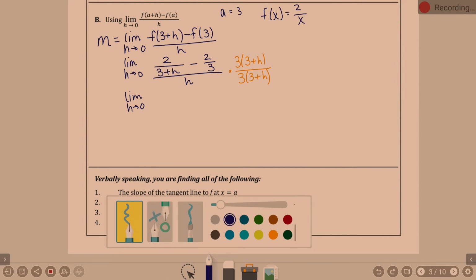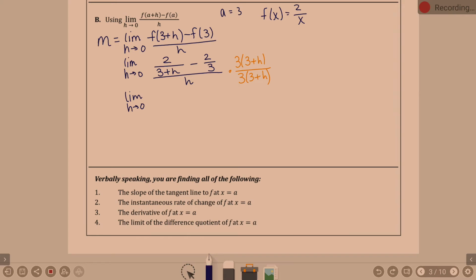Okay, so 2 over 3 plus h times 3 plus h. The 3 plus h's cancel and we have 6, minus 2 over 3 times 3 plus h. That's 2 times the quantity 3 plus h, because the 3's cancel. Over 3h times 3 plus h, which is h times 3 plus h, written as 3h times 3 plus h.